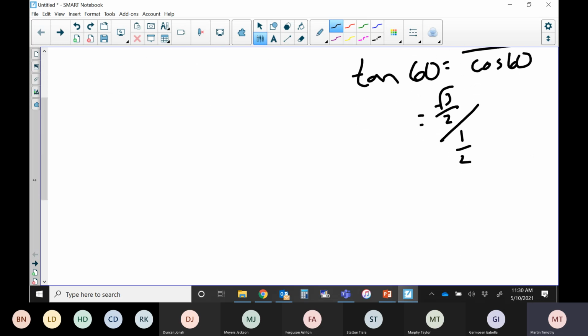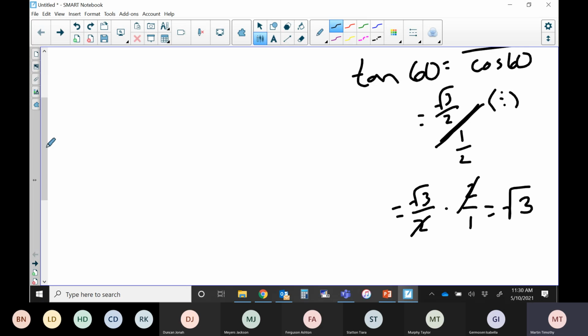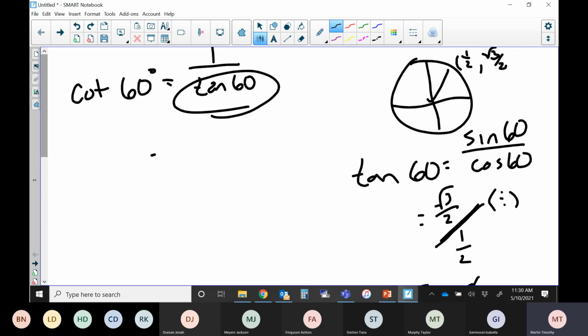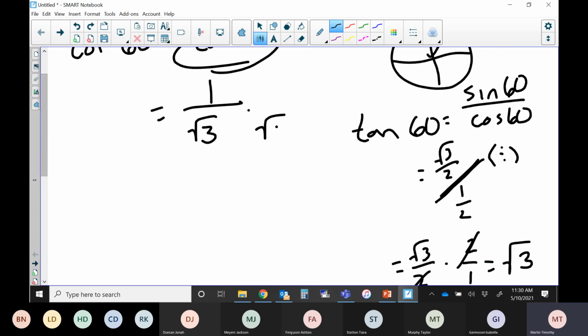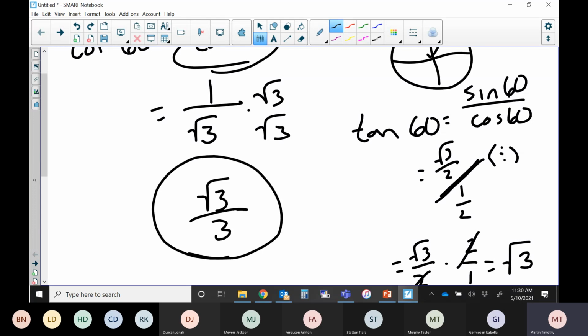Here we go. Square root of 3 over 2. I'm going to flip the bottom fraction by itself, so I'm going to multiply by 2 over 1. Hope I can do that without freaking you out. It cancels out, so the tangent of 60 is the square root of 3. That means this equals 1 over the square root of 3. I don't like it written like that, so I multiply by square root of 3 over square root of 3, giving square root of 3 over 3. That's the cotangent of 60.